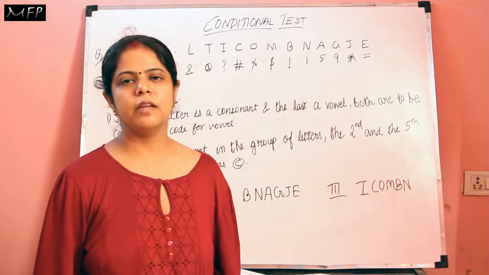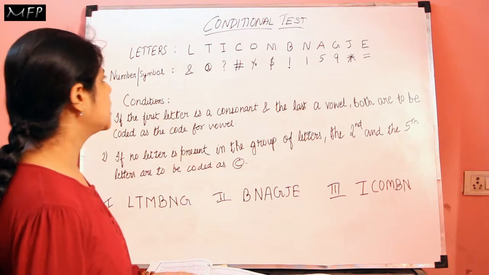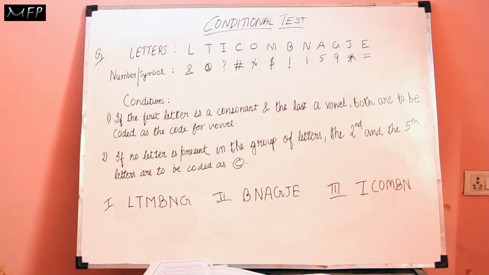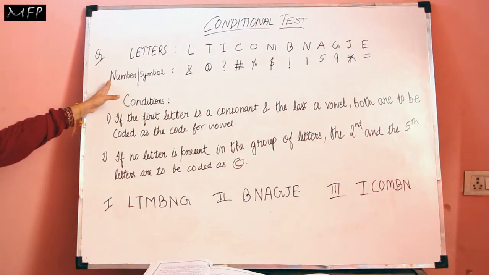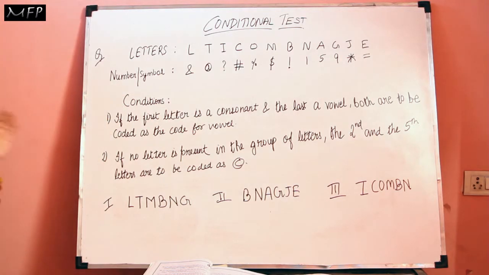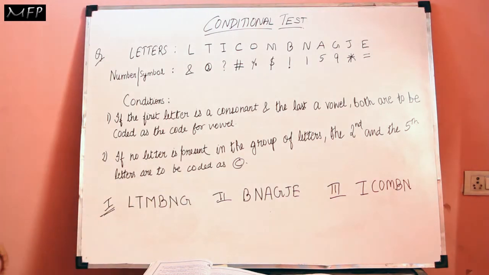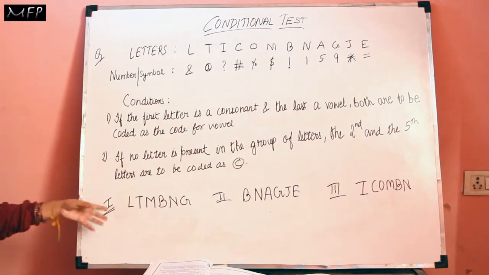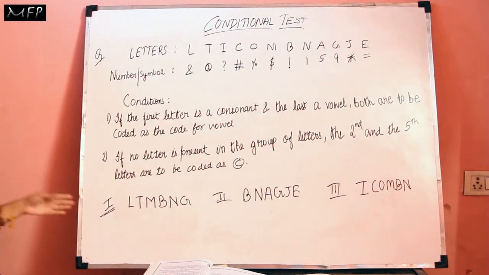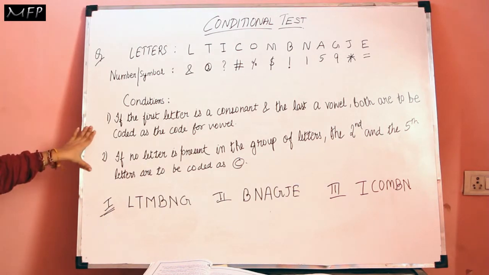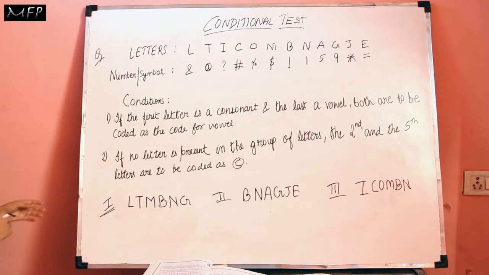Hello friends, today we will discuss an important part of reasoning, that is conditional test. In conditional test, questions are given. In the question some letters are given and their code is given in the form of number, symbol or letters, and some conditions are given. Now the question will be like this. Some alphabets or numbers or code will be given and we have to find their codes by following these conditions. Okay, so let us solve the question.